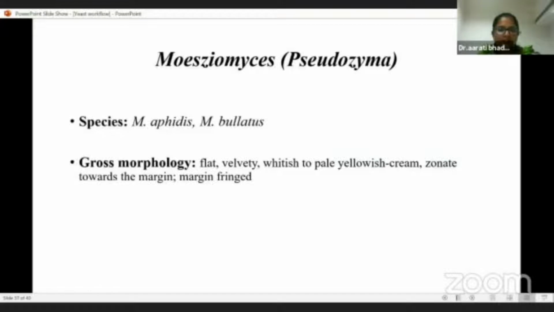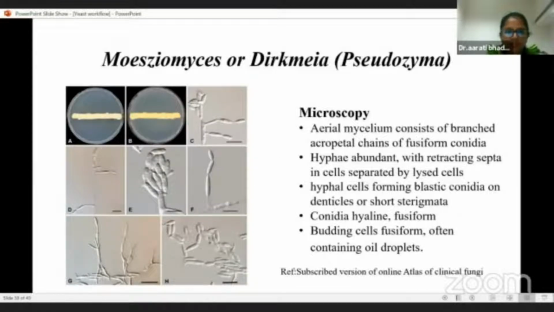Next species is Magnusiomyces, which was previously called Pseudozyma. In this, two species are there, M. affidis and M. pullatus. In the gross morphology, it will be flat, velvety, whitish to pale yellowish cream, zonate towards the margin, and the margin is fringed. So here, Magnusiomyces species. In the microscopy, we can see aerial mycelium consists of branched acropetal chains of fusiform conidia.